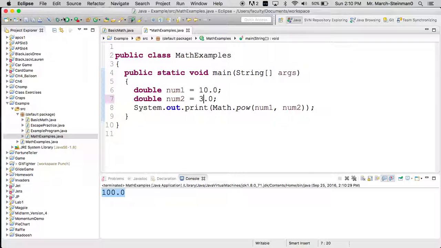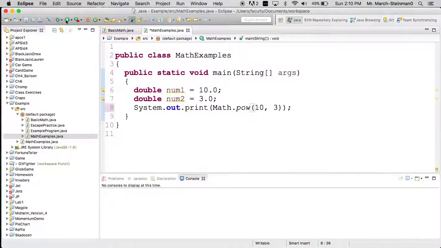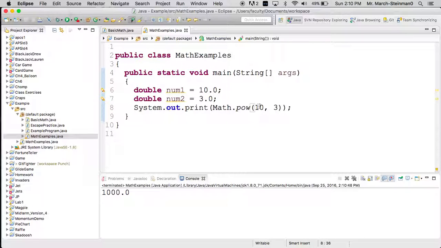10 to the third would be 1,000. And I could also type this in here, 10 and 3, base 10 to the third power should give me 1,000. Let's say 12 to the third power, it ends up giving me 1,728. And so you can see that this is a really easy way to raise things to powers. That's also functionality in the math class.